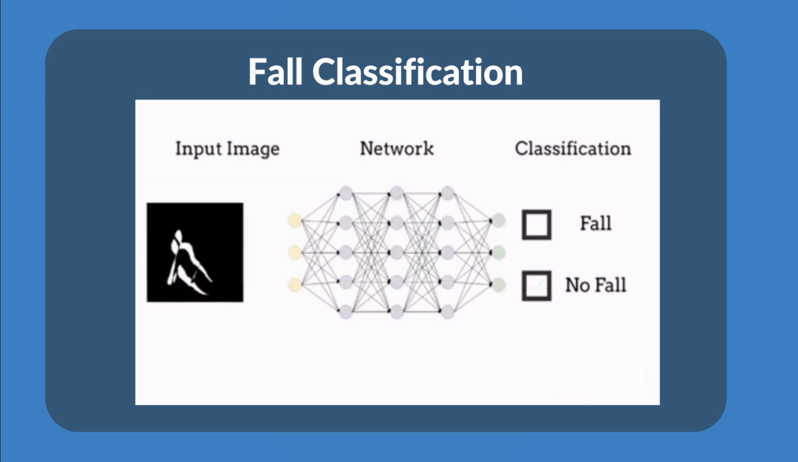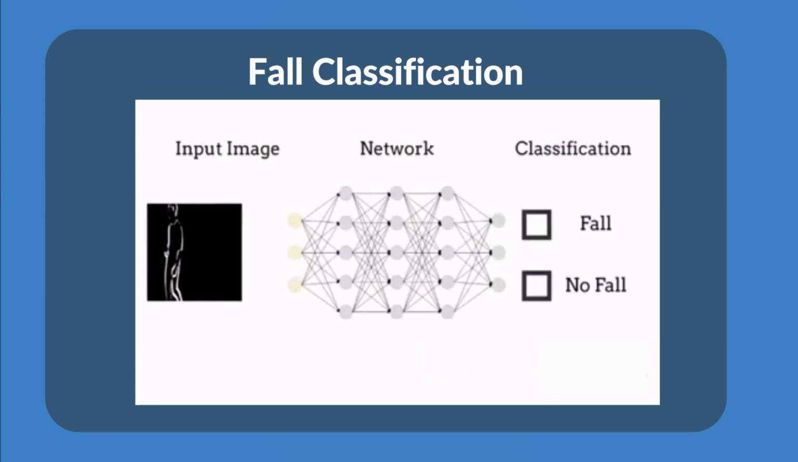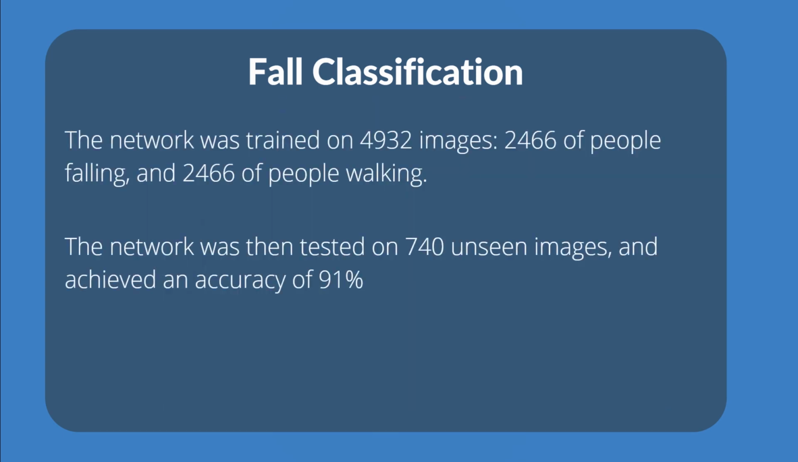This is done using a convolutional neural network that has been trained to detect falls in DVS frames. If a number of sequential frames are classified as falls, then the fall classification system determines that a fall has occurred and the user interaction system is triggered.